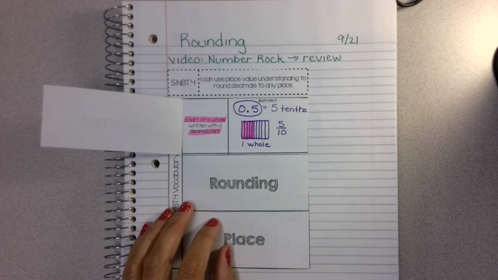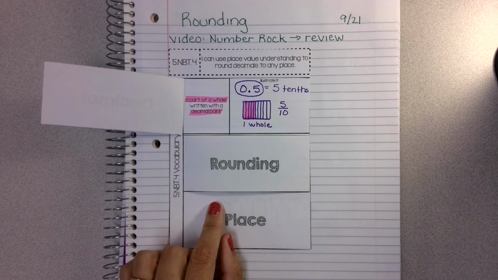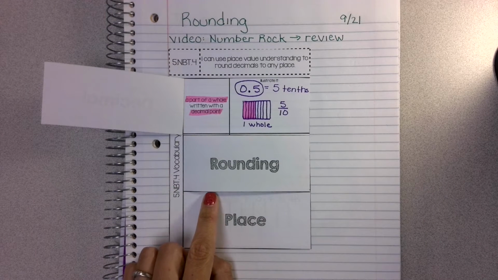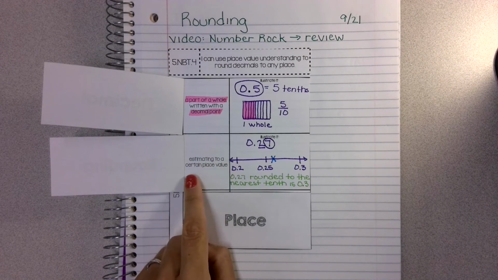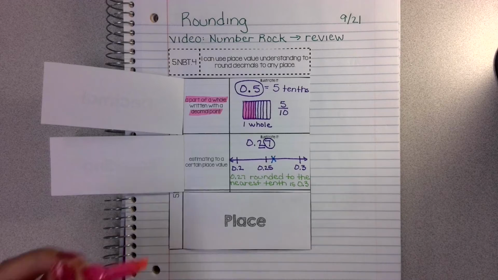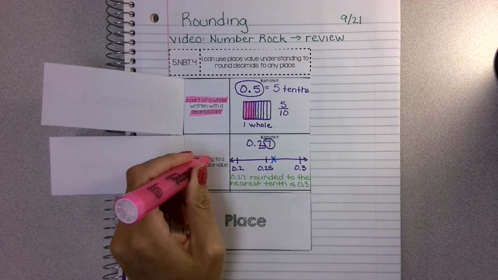All right, remember at any time you guys can pause this video to get caught up. Your next word is rounding. Estimating to a certain place value. Estimating. When you're rounding, you're estimating.